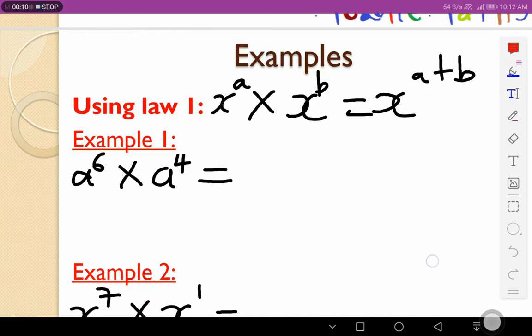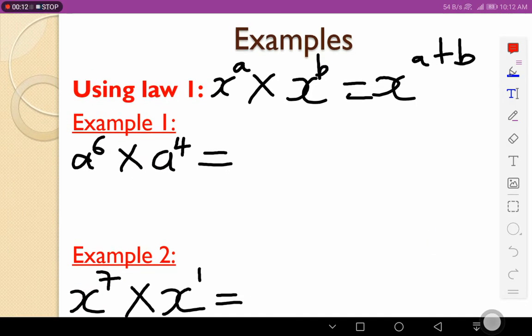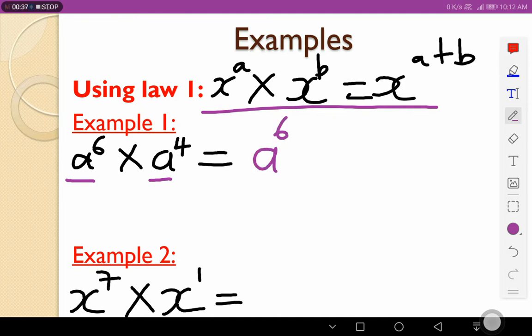Okay, so we are going to use the laws that we introduced in Indices 1. Today I'll be mainly looking at some examples. We are going to use law number 1 that is written there. An example: I've got a to the power of 6 times a to the power of 4. We said whenever we have the same base, we add the powers. So we have a to the power of 6 plus 4. And what do we get? We get a to the power of 10.